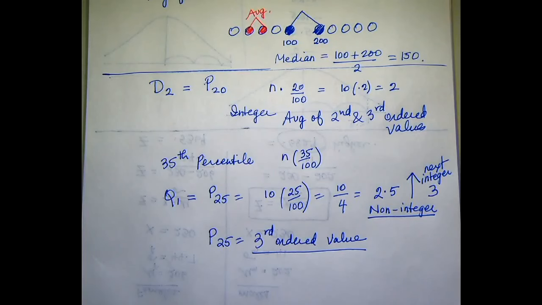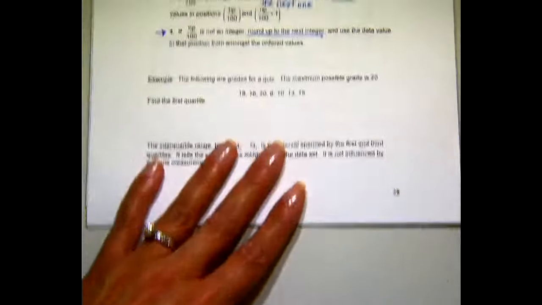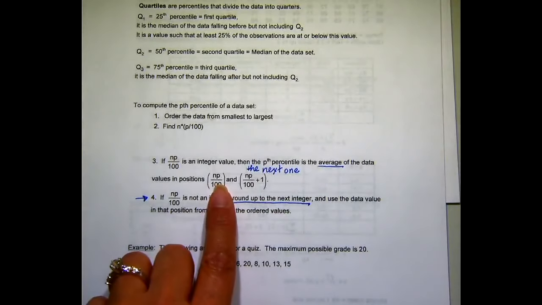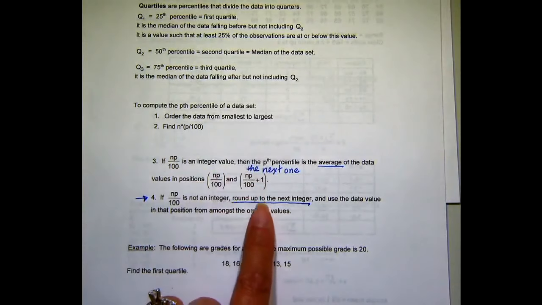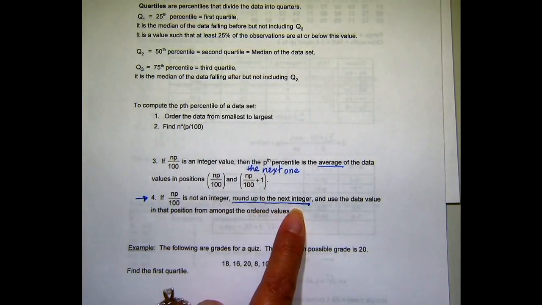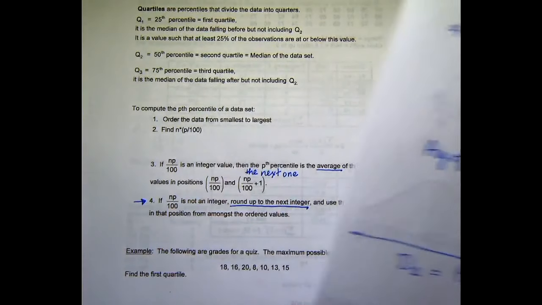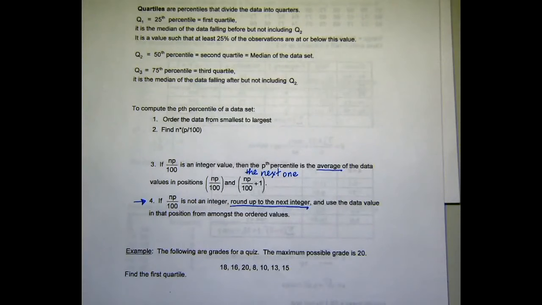Then you would round to 3. You always round up to the next integer. So these rules are on page 28. It says here when it's an integer, you take averages. When it's a non-integer, you round up to the next integer and pick up that ordered value. Follow me? And the rule, that's on 28. And then a couple of examples, which we should do right now on 29. Let's do them.